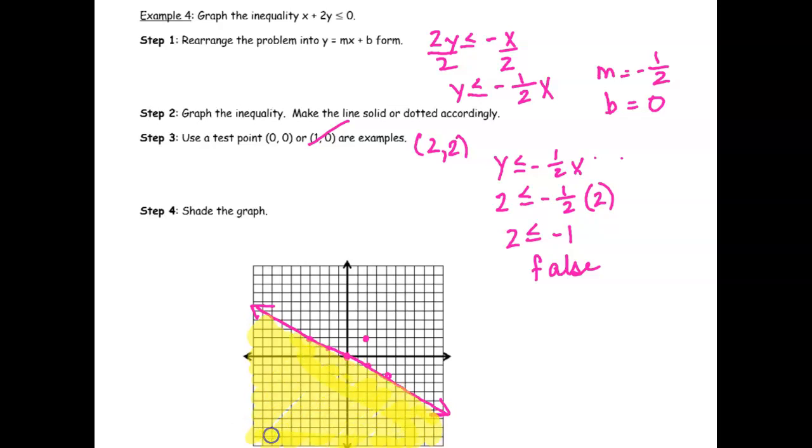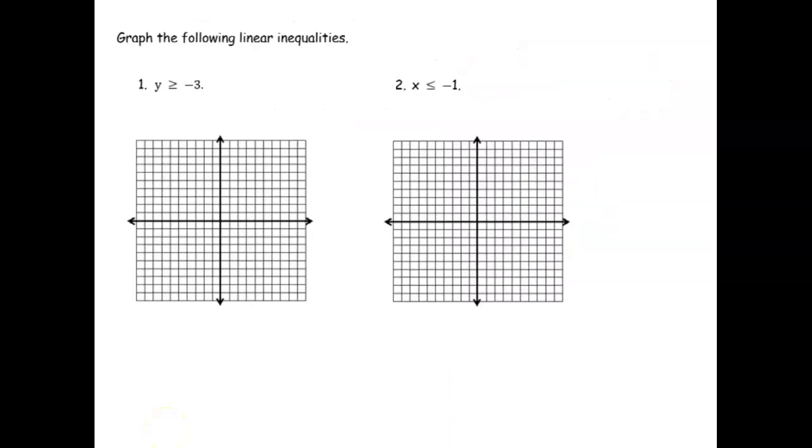So now we actually are going to check the other side. Every point in that shaded region is a solution to the inequality. It could be any combination. We have an infinite number of solutions. All right, so let's go on and try to graph some of these. So now we've got a special case.